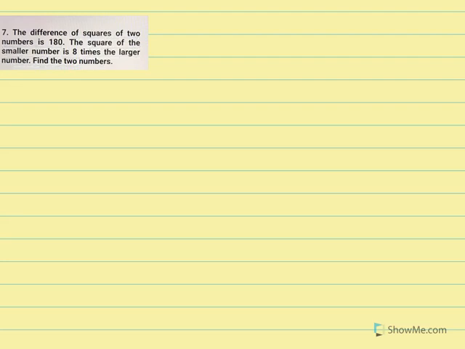So here we are dealing with two numbers. The relationship between the numbers is not given. So we just have to take the numbers as x and y. So let the numbers be x and y.